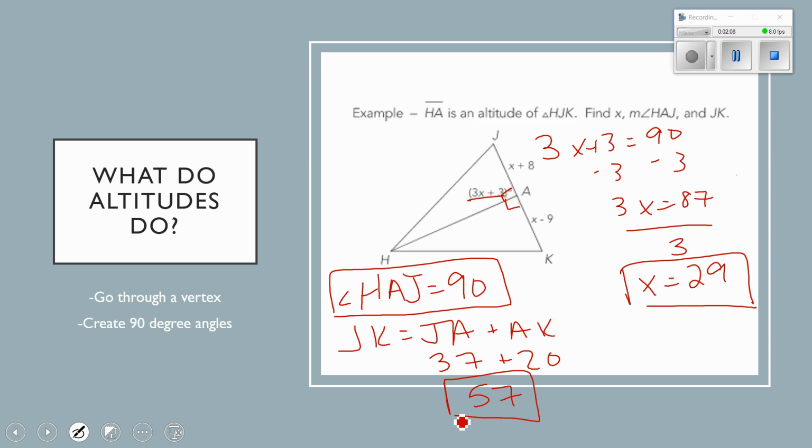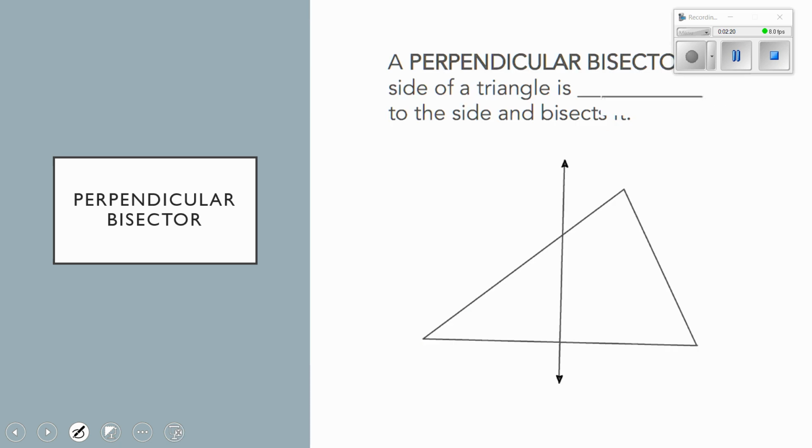Again, the biggest thing we need to remember is that an altitude creates 90-degree angles. So look at your angle and set that equation equal to 90. Next, we have a perpendicular bisector. And a perpendicular bisector is, by definition, pretty self-explanatory. It's going to be perpendicular, and it's going to bisect.